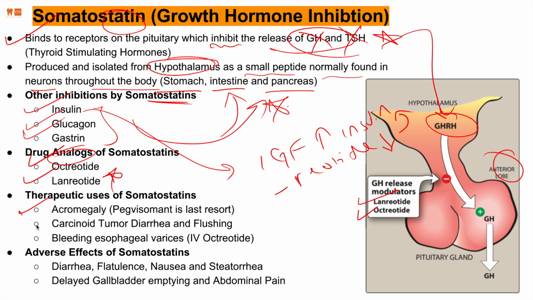In a carcinoid tumor, diarrhea and flushing, when that's happening, that's when we use these statins, somatostatins. Bleeding esophageal varices, that's when we use IV octreotide. Adverse effects of these statins: diarrhea, flatulence. Flatulence is passing of gas, nausea, and steatorrhea. Delayed gallbladder emptying and abdominal pain is seen, of course, because it is a stomach-associated hormone.